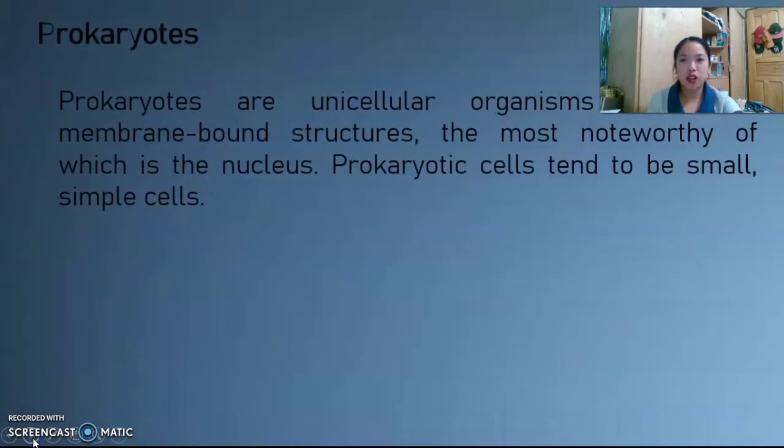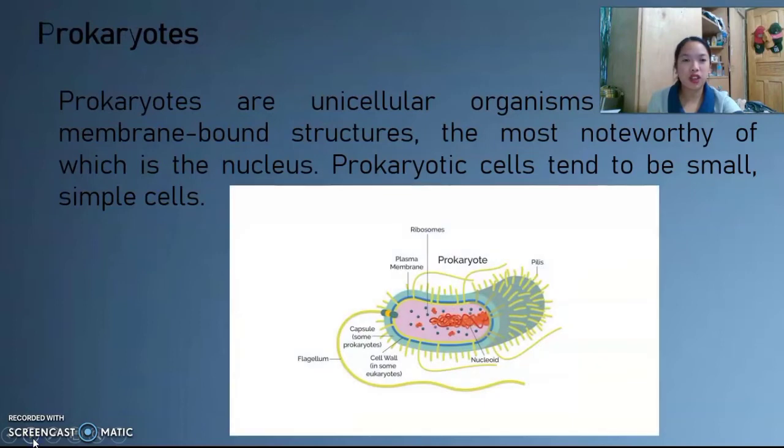Prokaryotes are unicellular organisms that lack membrane-bound structures, the most noteworthy of which is the nucleus. Prokaryotic cells tend to be small, simple cells. Bacteria and archaea are the two types of prokaryotes.